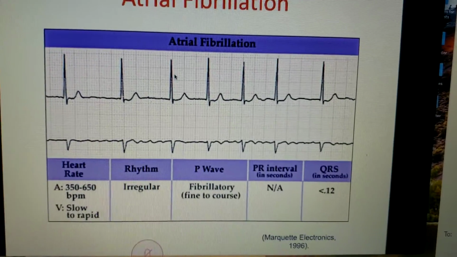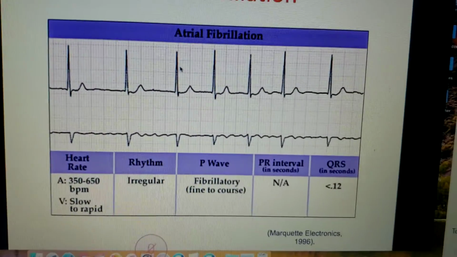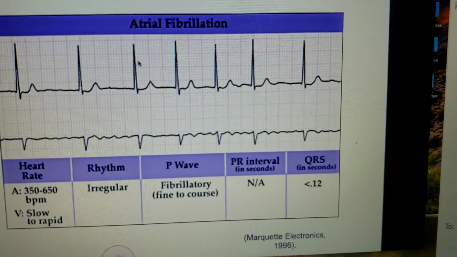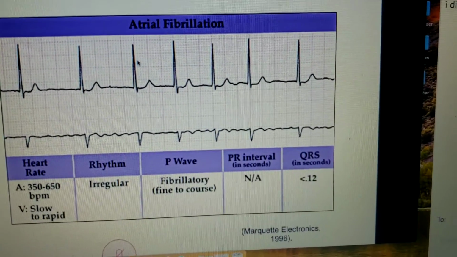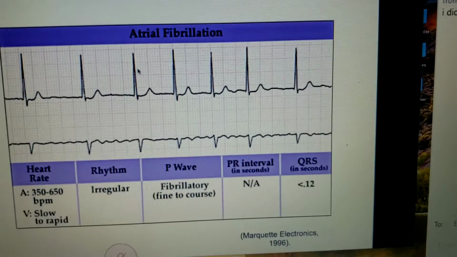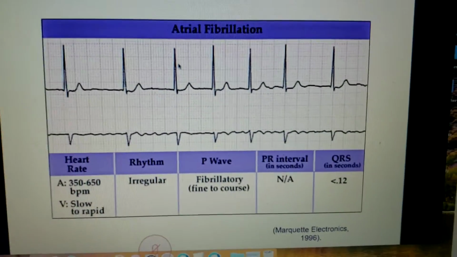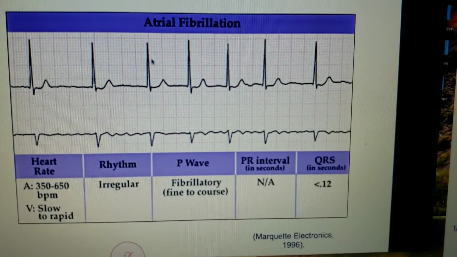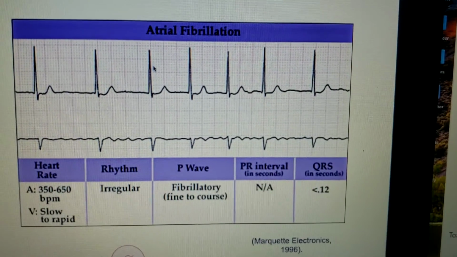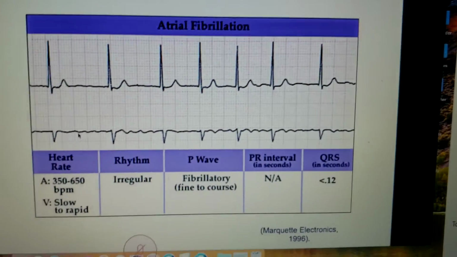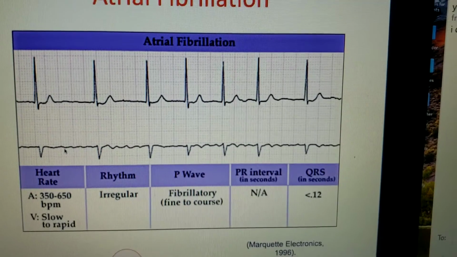Okay, we call this regularly irregular. Okay, it has a consistency to it, but it's not regular. So it's hard when you first look at it, like, oh, that's regular. And you're like, what? No, wait, no, it's irregular. If you're having a hard time, look at it from down here in a different lead.